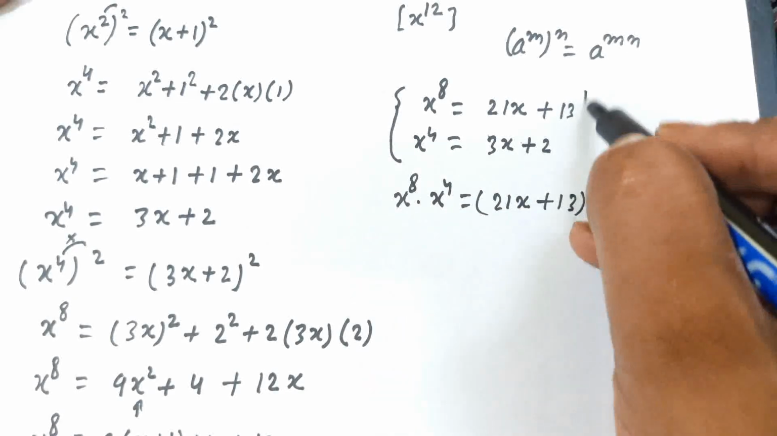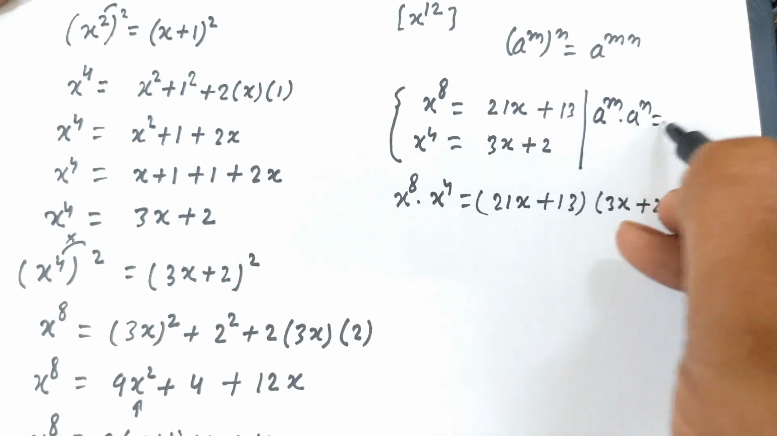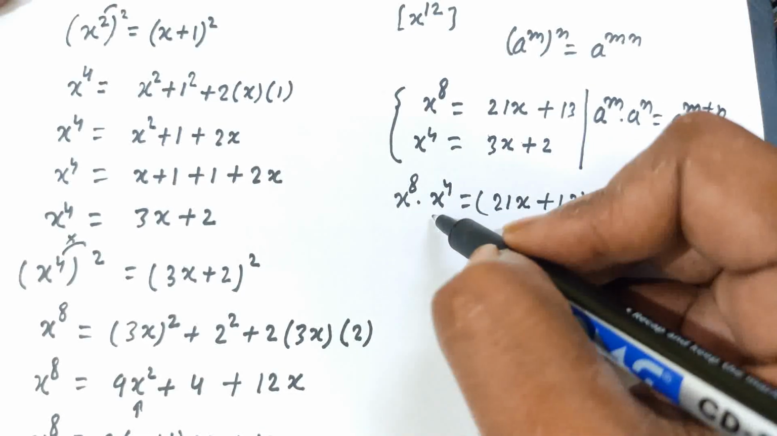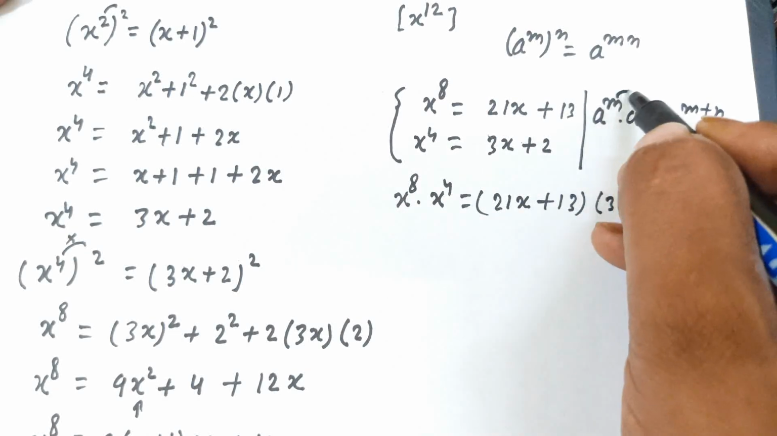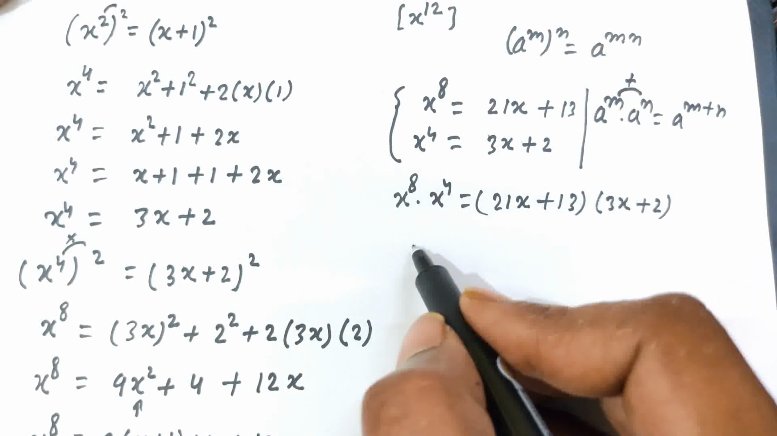On the left hand side we will apply this rule, that is a^m times a^n equals a^(m+n). Here on the left hand side if we apply this rule, then the powers are added. So 8 + 4, that is 12.